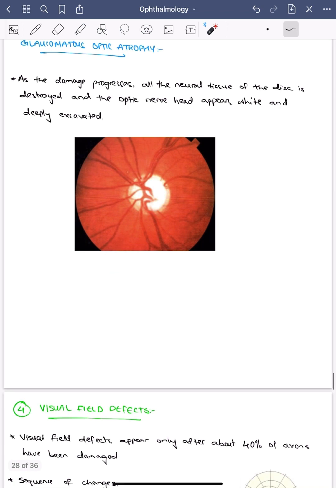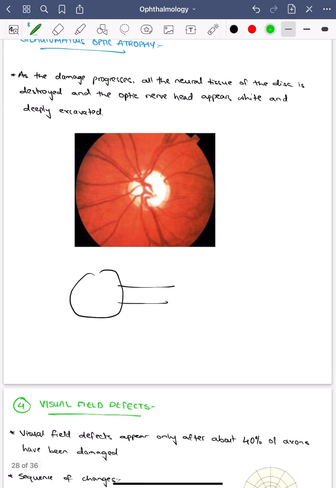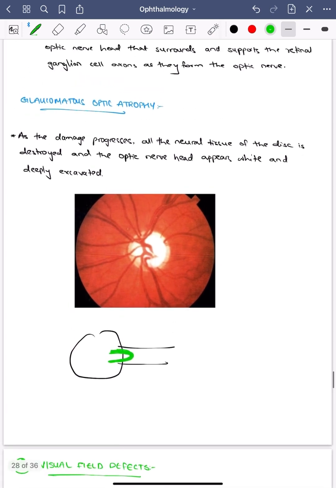Okay, so here what happens basically is, if this is the eye and this is the optic nerve, because the damage progresses, there is excavation of the retinal tissue, and this appears as white and deeply excavated. So again, the glaucomatous optic atrophy, as the damage progresses, all the neural tissue of the disc is destroyed and the optic nerve head changes.